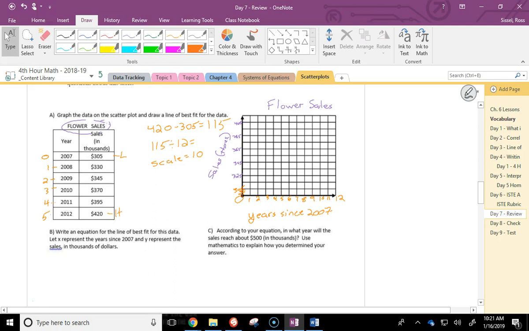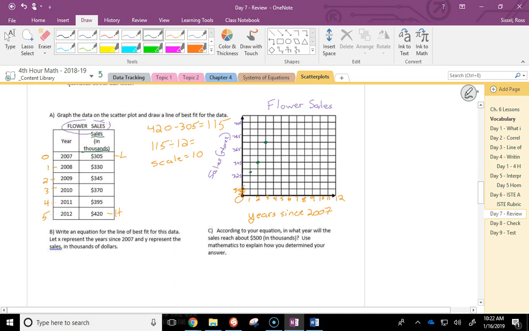What, you want to do it? Yeah. Okay, so in year 0, 305. That'd be there. 330 in year 1. So here's 325. We're going up by 10, so halfway would be 5. 345. 370. Oh, sales in thousands. Yeah, it's hard for me, right? I just wrote on my y-axis, sales in thousands.